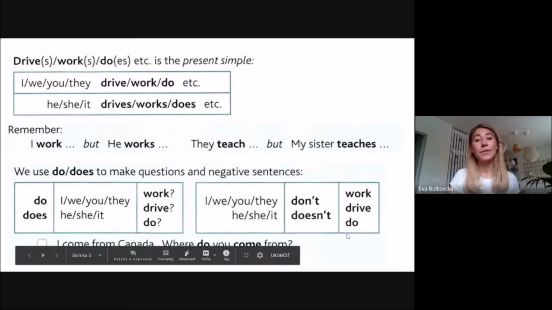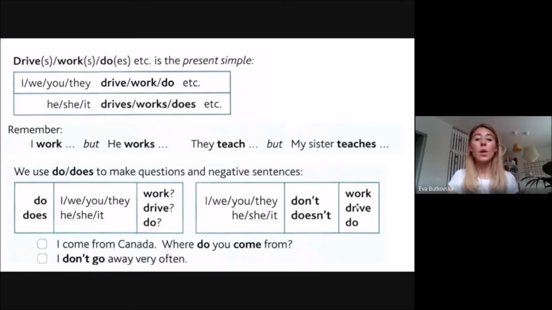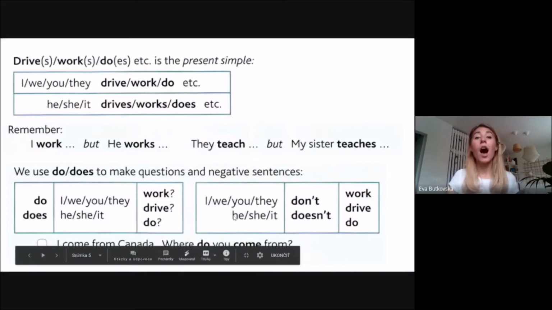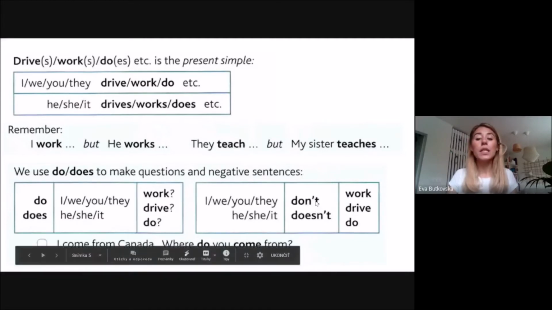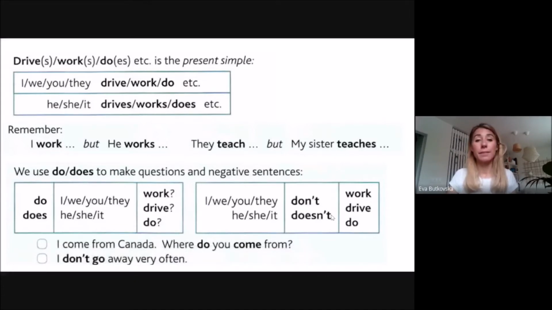What about the negative sentences? Like in a positive simple sentence, we start with the pronoun I, you, he, she, it, we, and they, and then we add don't or doesn't. Be careful, we use doesn't with pronouns he, she, or it. So it's easy. I don't work during weekends, or she doesn't drive to work.